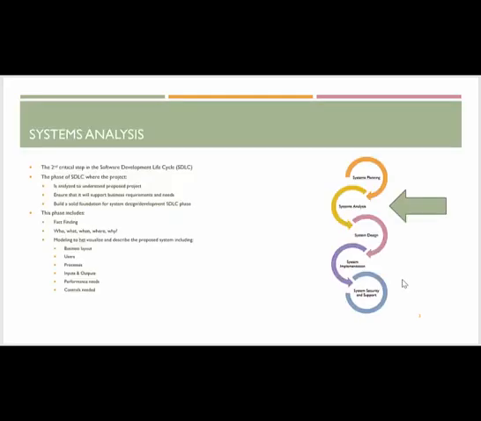Project Interval 3 is for systems analysis. Systems analysis is the second critical step in the software development lifecycle. This is the phase of the software development lifecycle where the project is analyzed to understand really what the proposed project is, to ensure that it will support business requirements and needs, and to really build a solid foundation for the phase for system design and development.